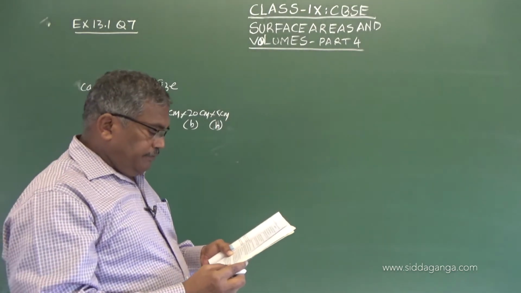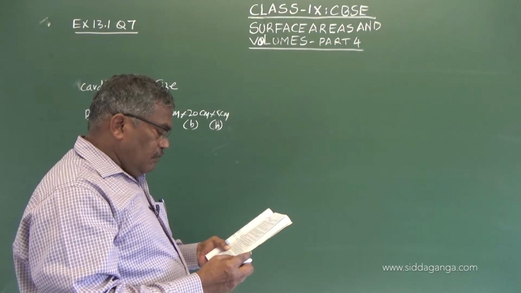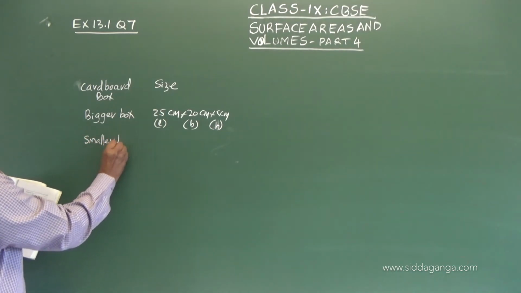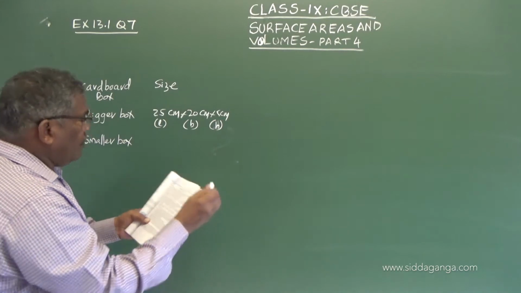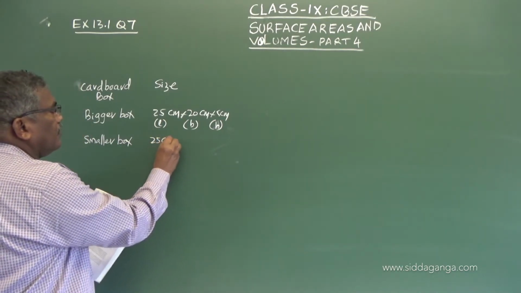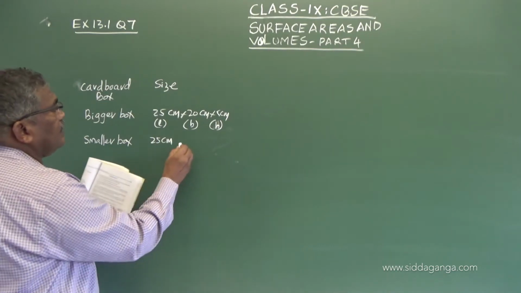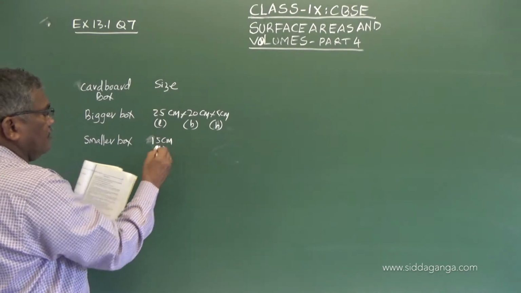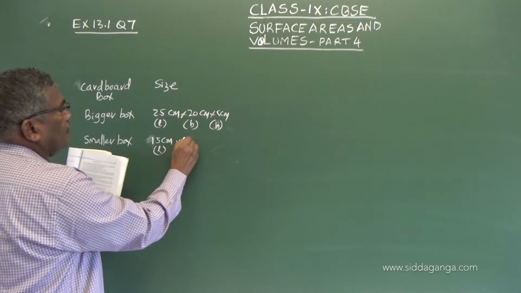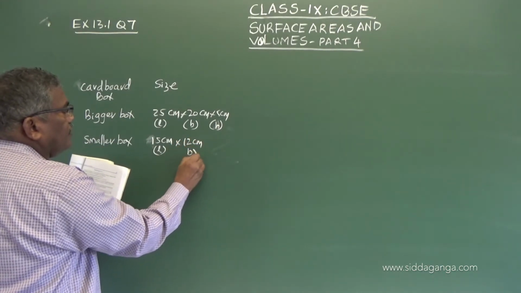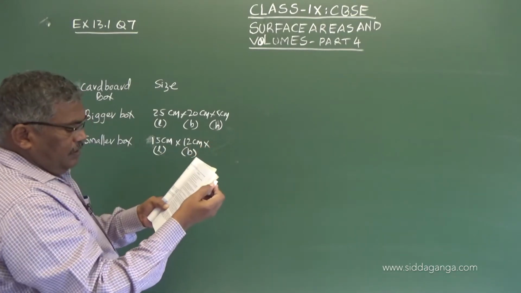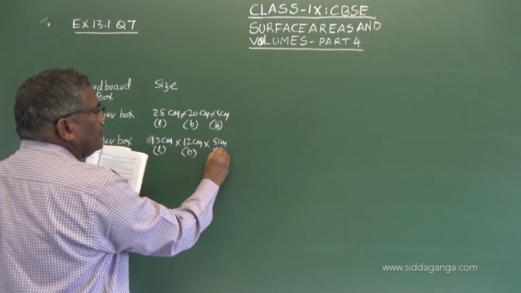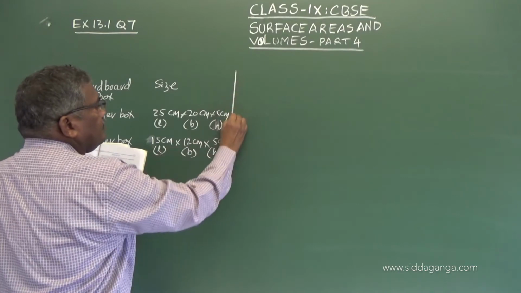Now the second one, the smaller box dimension is 25 centimeter length, 15 centimeter... 12 centimeter breadth, and depth same as the earlier, 5 centimeter. This is H. So this is the size of the box.